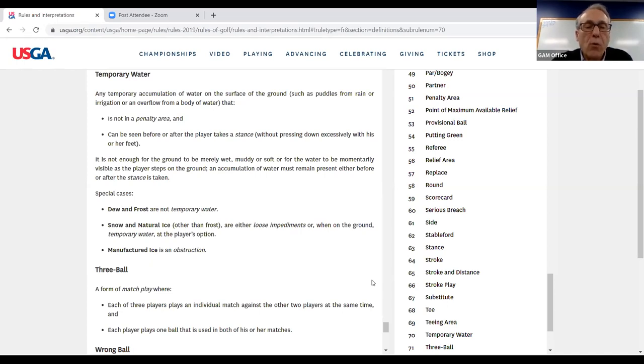Okay, dew and frost are not temporary water. You can't mess with dew and frost except in the teeing area. Snow and natural ice are either temporary water or they can be loose impediments, depending upon the player's option. Manufactured ice is not temporary water, it's an obstruction. Any questions on temporary water? I know we see a lot of players trying to generate situations where they're going to be getting relief from temporary water, but in effect, they're taking an abnormal stance trying to generate temporary water. Questions?